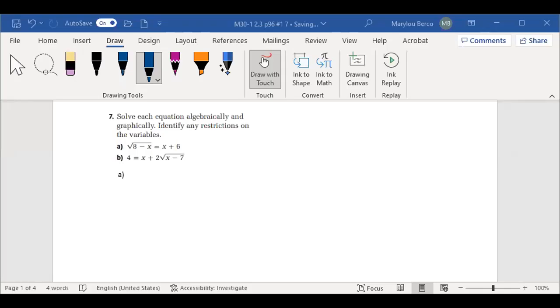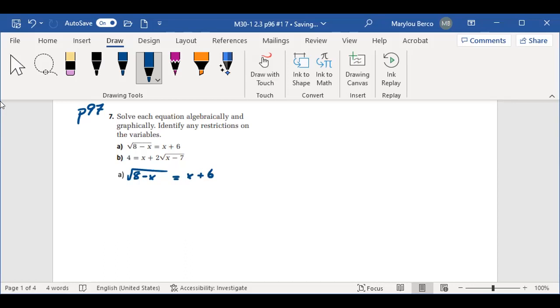Okay, let's take a look at number 7 on page 97. For the square root of 8 minus x equals x plus 6, solve each equation algebraically and graphically. Identify any restrictions on the variables. So to start for a, we have the square root of 8 minus x equals x plus 6.